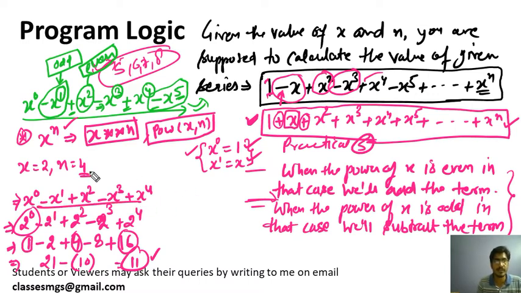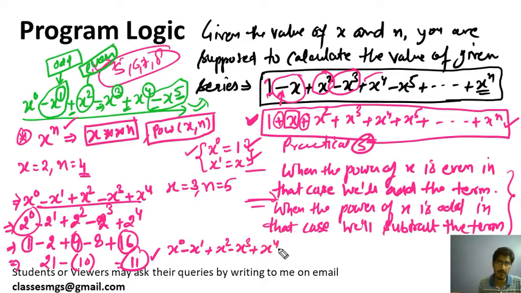Let's try some different input. Let's suppose x is 3 and n I am using, let's suppose, 5. Then what will the series be? It will look like this: x^0 minus x^1 plus x^2 minus x^3 plus x^4 minus x^5. Whenever we get an odd term, we need to subtract. So with the x value, we will have 3^0 minus 3^1 plus 3 raised to power 2 minus 3 raised to power 3 plus 3 raised to power 4 minus 3 raised to power 5.